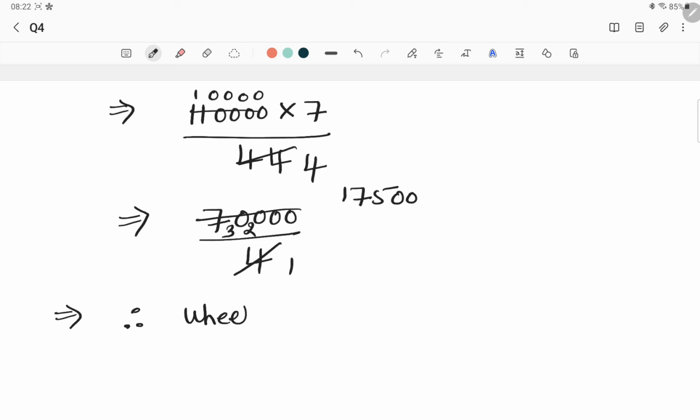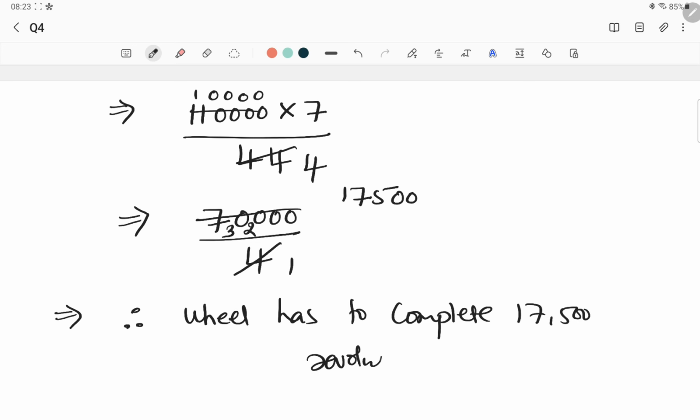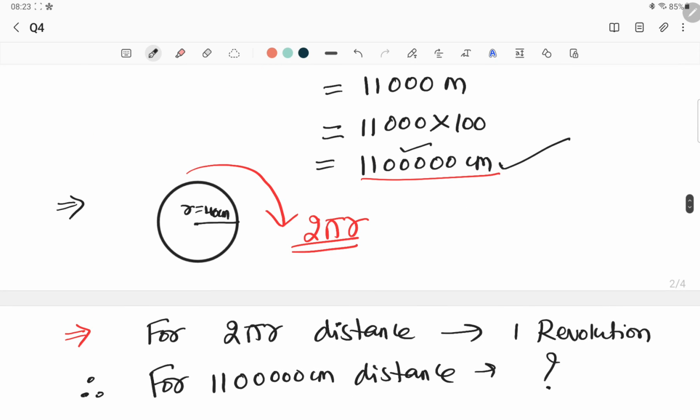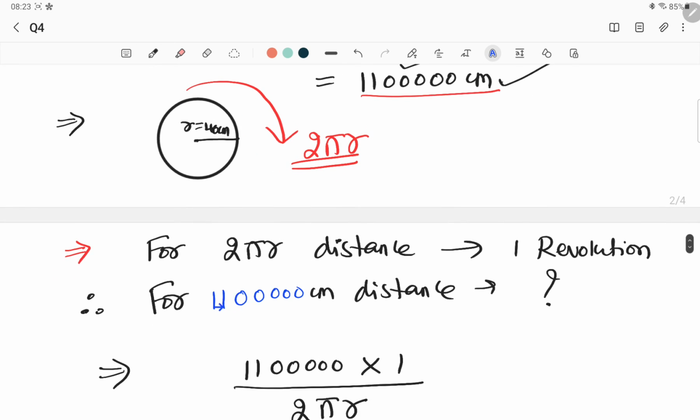Therefore, the wheel has to complete how many revolutions? 17,500 revolutions. All right, I hope the concept is quite clear. Look at this, once again I'm repeating. For example, any wheel is there. If it goes one rotation, it means 2 pi r, two rotations means 4 pi r, three rotations means 6 pi r, like that. For this much distance, 1100000 centimeter, how many revolutions does it have to make?